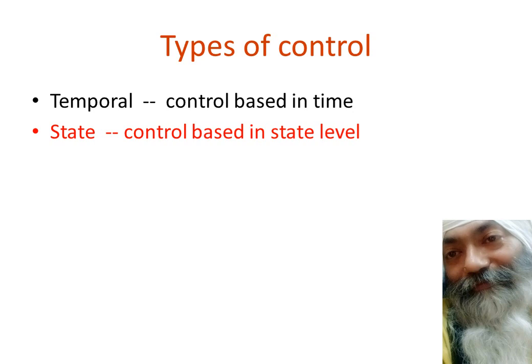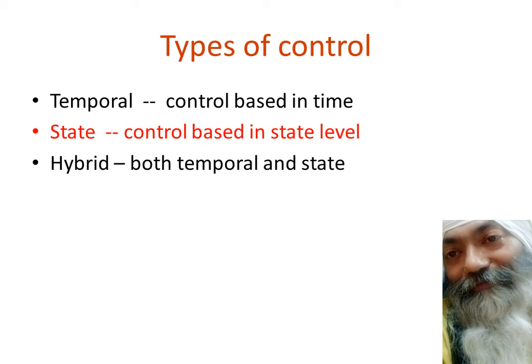But in most of the cases which I have used and programmed, they are neither purely temporal nor purely state. They are a combination of both temporal and state. This is what we will be studying in the proper programming of these kinds of PLCs. That hybrid kind of control means that it will look at the current state as well as the history of the control, and then accordingly decide what kind of output should be there. So this kind of thing is called hybrid. Hybrid means it has both temporal as well as state control.